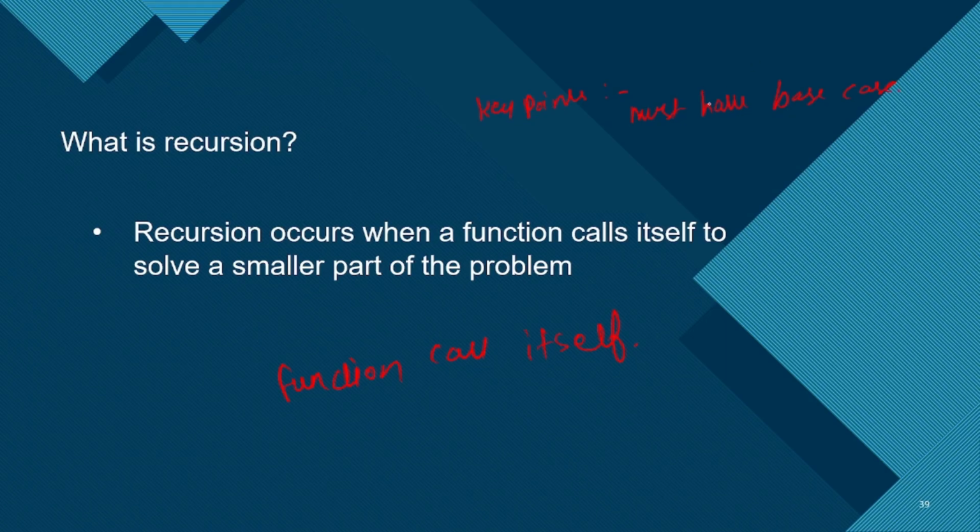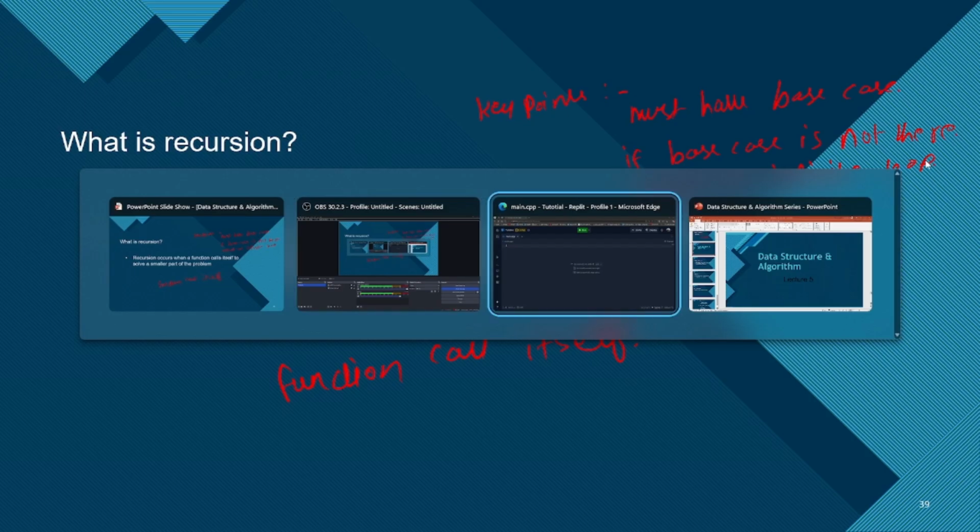Then the second one is, without a base case the function will result in an infinite loop. If the base case is not there, it results in an infinite loop. Okay, so we are taking a small example of this recursive function.